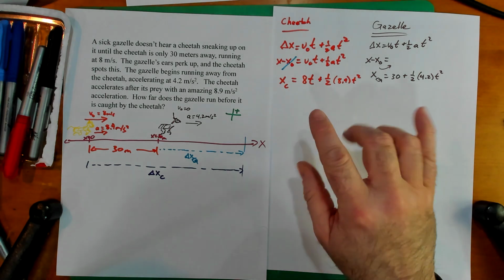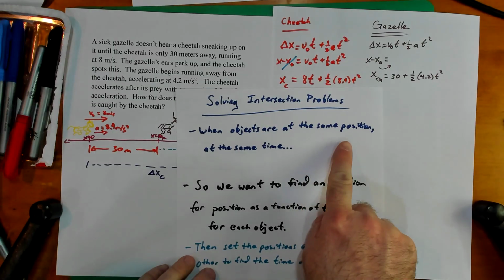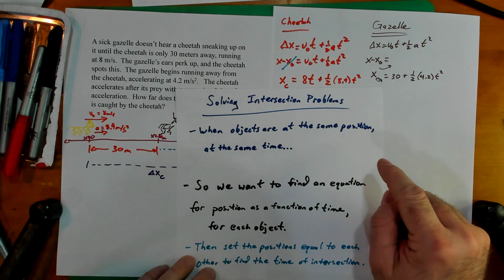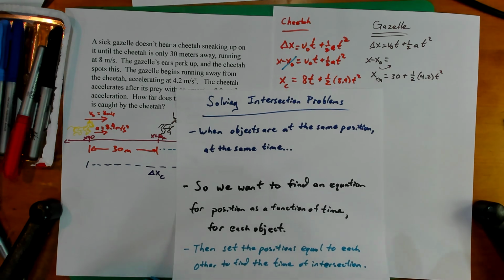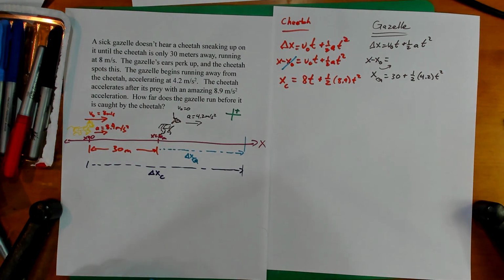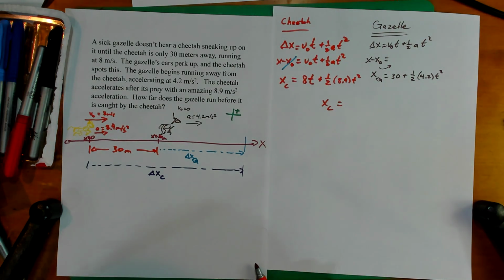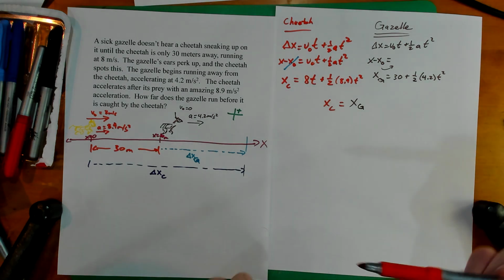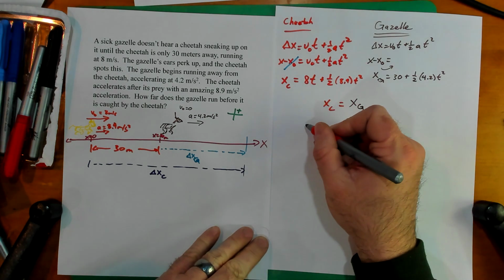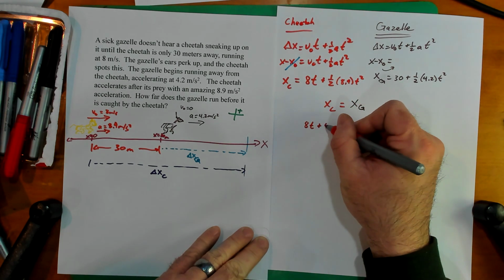And my whole goal here, again, we're doing an intersection problem. And the whole point of an intersection is that the intersection is when the objects are at the same position at the same time. So what I want to do is set those positions equal to each other to find the time when the positions are the same. So I want to set the position of the cheetah equal to the position for the gazelle. Well, the position of the cheetah is equal to this. So I could write 8t plus half of 8.9, 4.45.